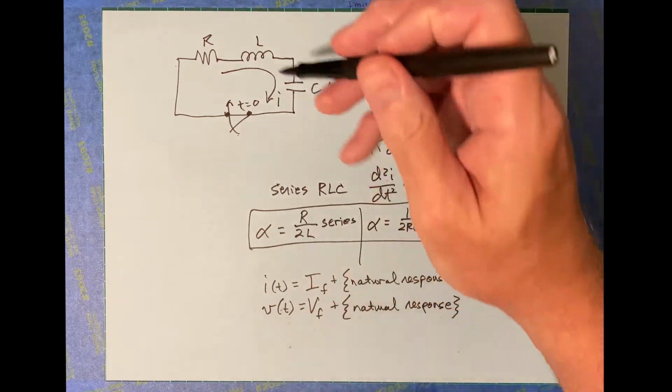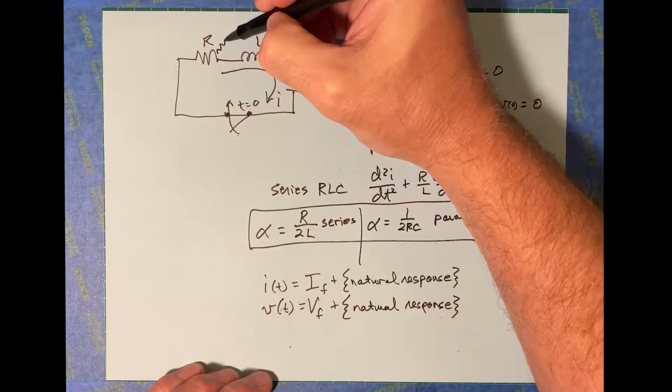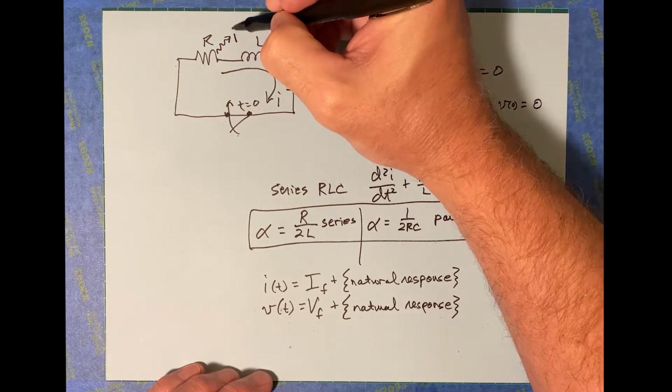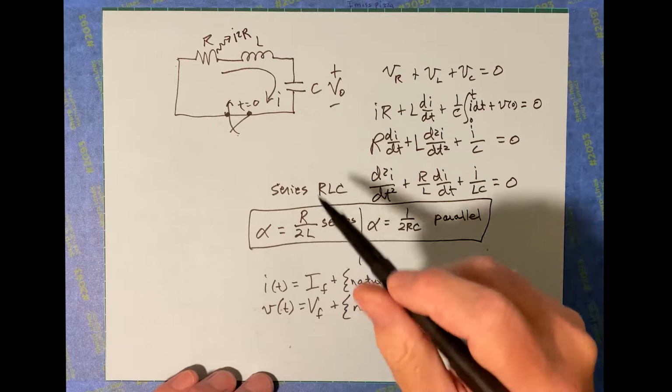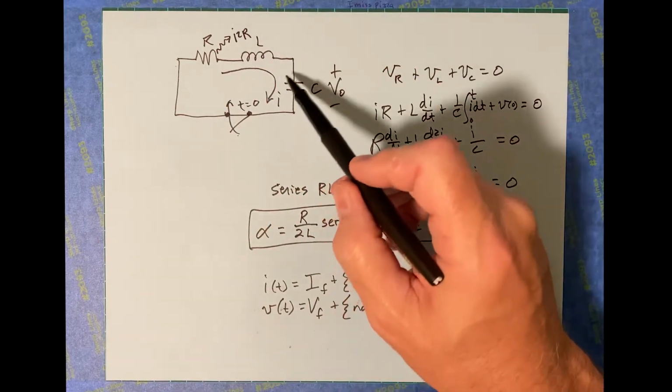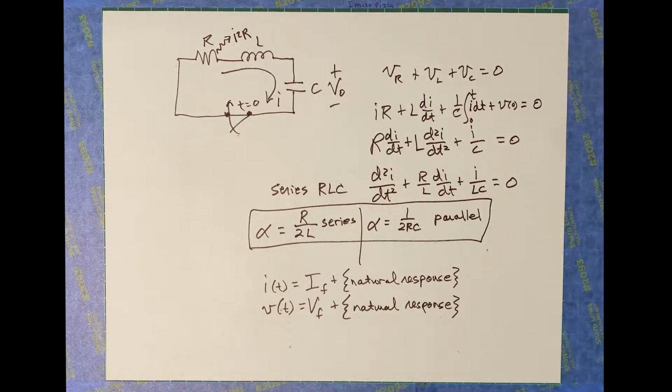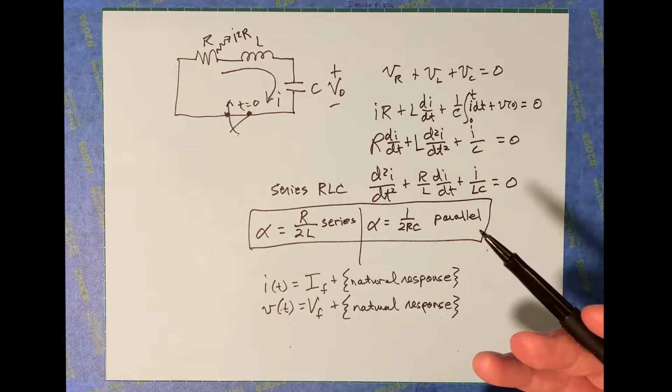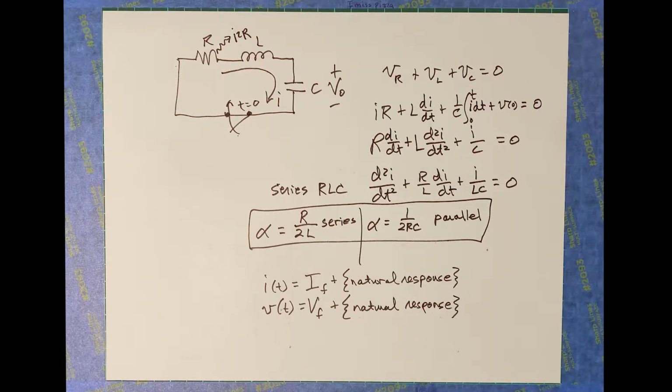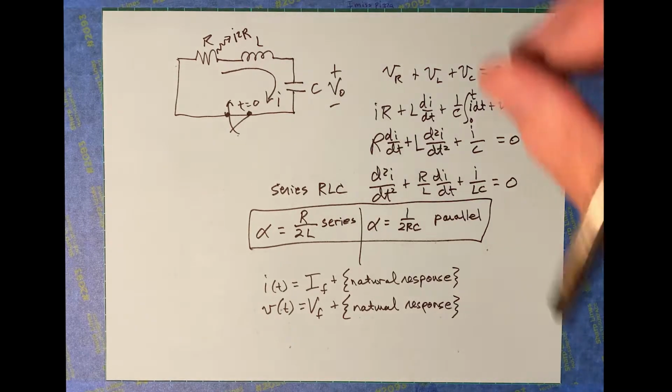The reason is because the resistor radiates away energy at a rate of I squared R. So that's energy leaving the system. Eventually, all of the energy is going to leave the system. That's the nature of the natural response, that the energy is decaying. Okay? All right, now that is the only difference.